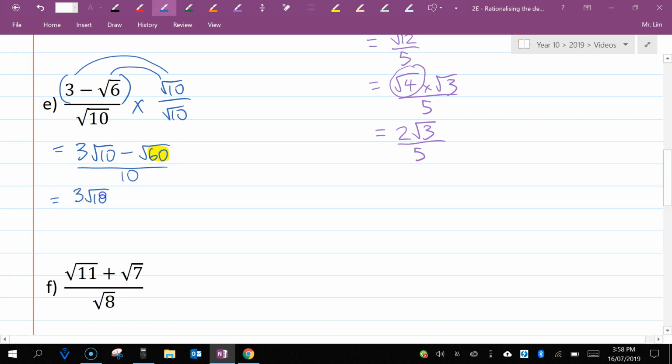3 root 10 minus, well, root 60 is the same as root 4 times root 15, all over 10. And so we can rewrite this as 3 root 10 minus, well, what is the square root of 4? It's 2. So we have 2 root 15 all over 10. And we can't simplify that.